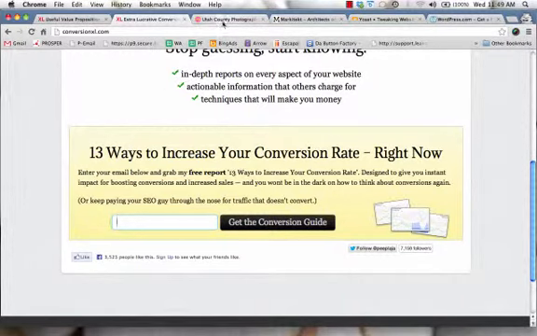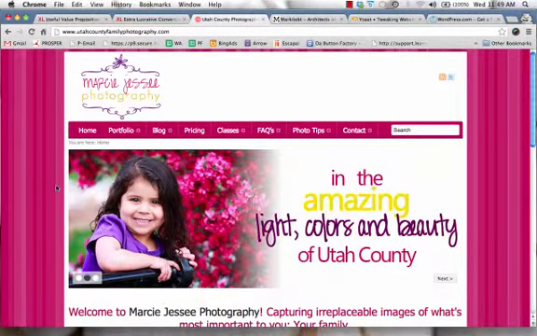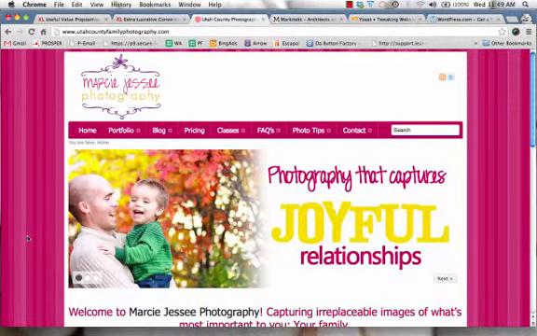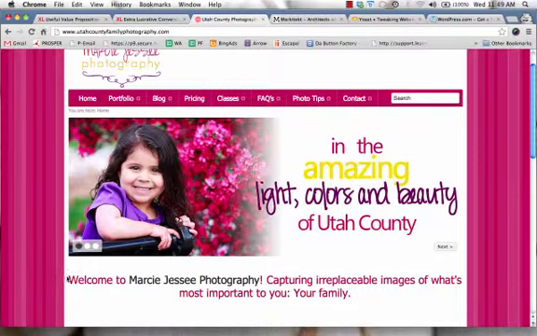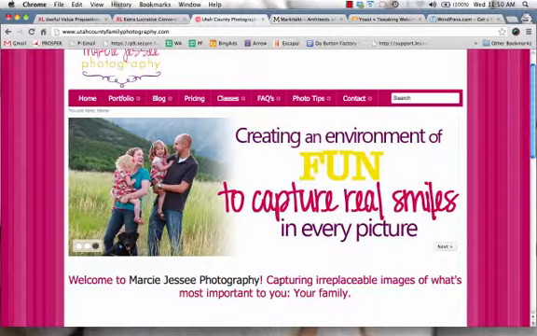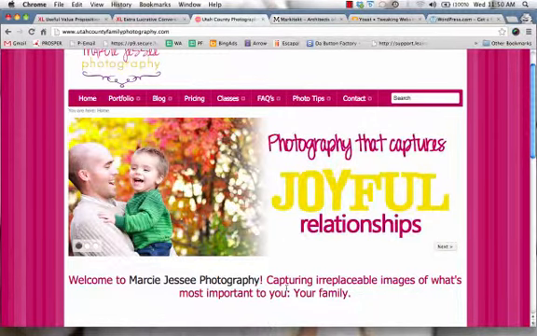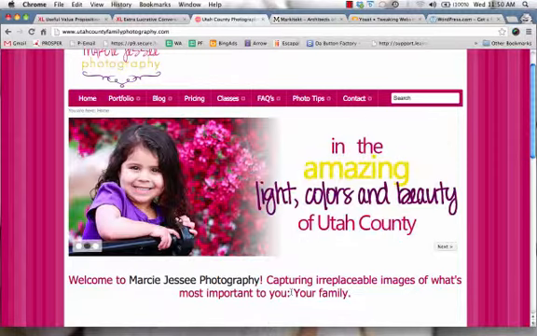So in fact, one of the sites that I run here is the family photography business, and the very first slide we mentioned is photography that captures joyful relationships. Since my wife does the actual photography and I do the marketing, we present right here. Okay, she is a family photographer, and we just focus our services in the Utah County area, and we capture irreplaceable images of what's most important to you. Okay, your family.